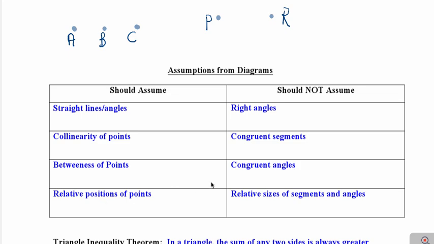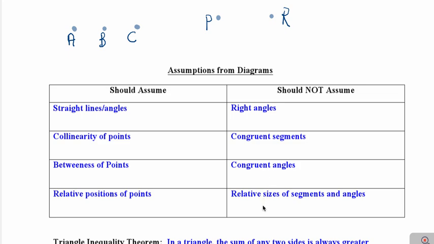Some things you cannot assume. Right angles. That's one of the biggest mistakes I see on quizzes and tests, that students assume right angles just by looking at a diagram. You can also not assume that 2 segments are congruent, even if they look to be congruent. Same thing goes for angles. If 2 angles look like they are congruent, you cannot assume it unless it is given.